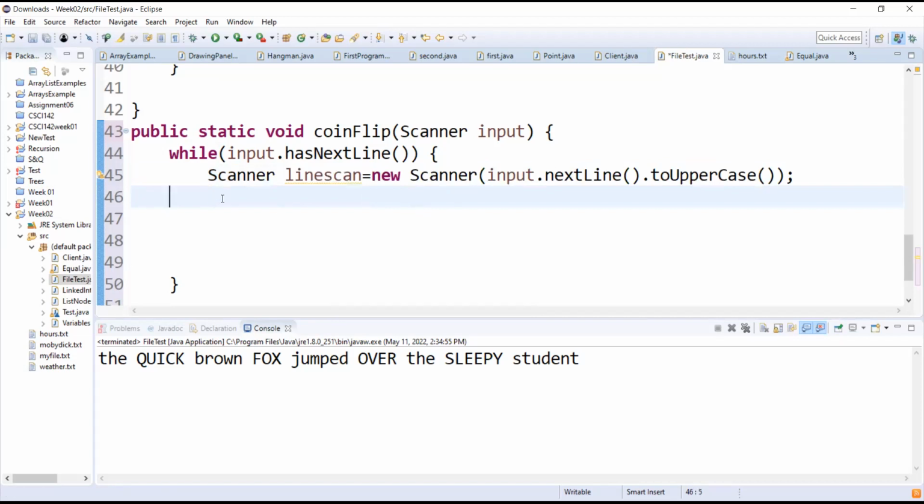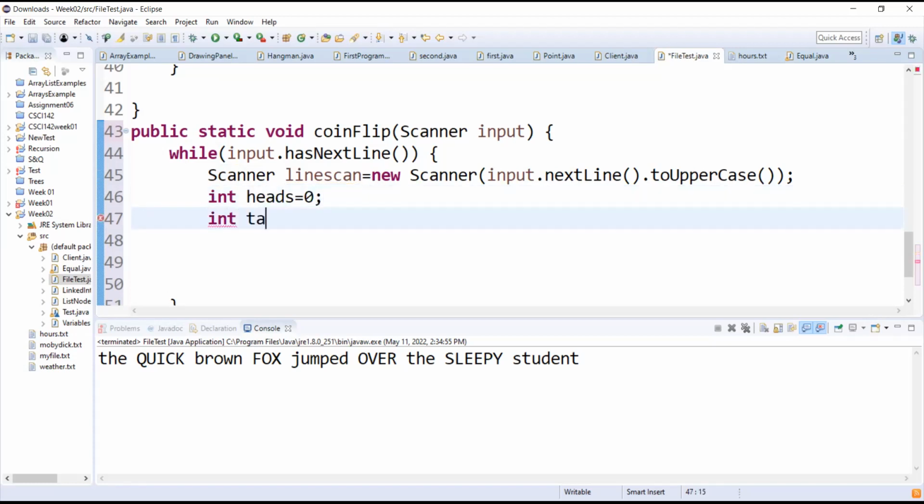Now we have to do a count. We have to count heads. We have to count tails as well, because we have to take the percentage, right? We have to count how many heads were there and how many tails were there. So the count will be equal to 0. It will be an integer data type, because it's just counting 1 to 3, right? So there is no double and no string, anything else. So int heads, int tails, and what else do we have to count?